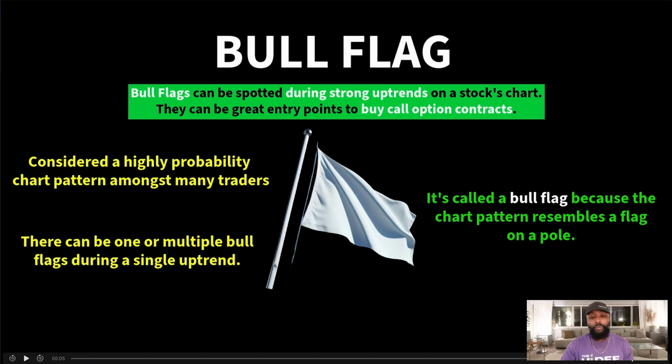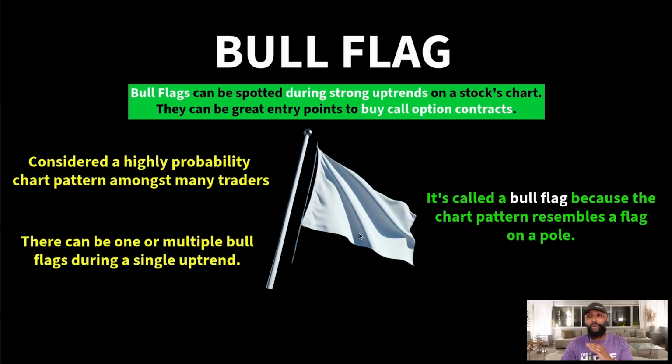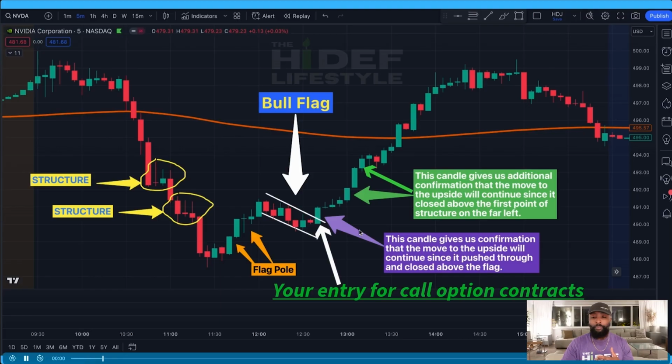Now, the flag's pole resembles the uptrend. The flag itself resembles the slight pullback. So you'll have an uptrend, a slight pullback in price, and then the uptrend will continue from there. We view these as high probability setups. During that uptrend, you can have multiple bull flags. All right, so let's move forward and look at a chart.